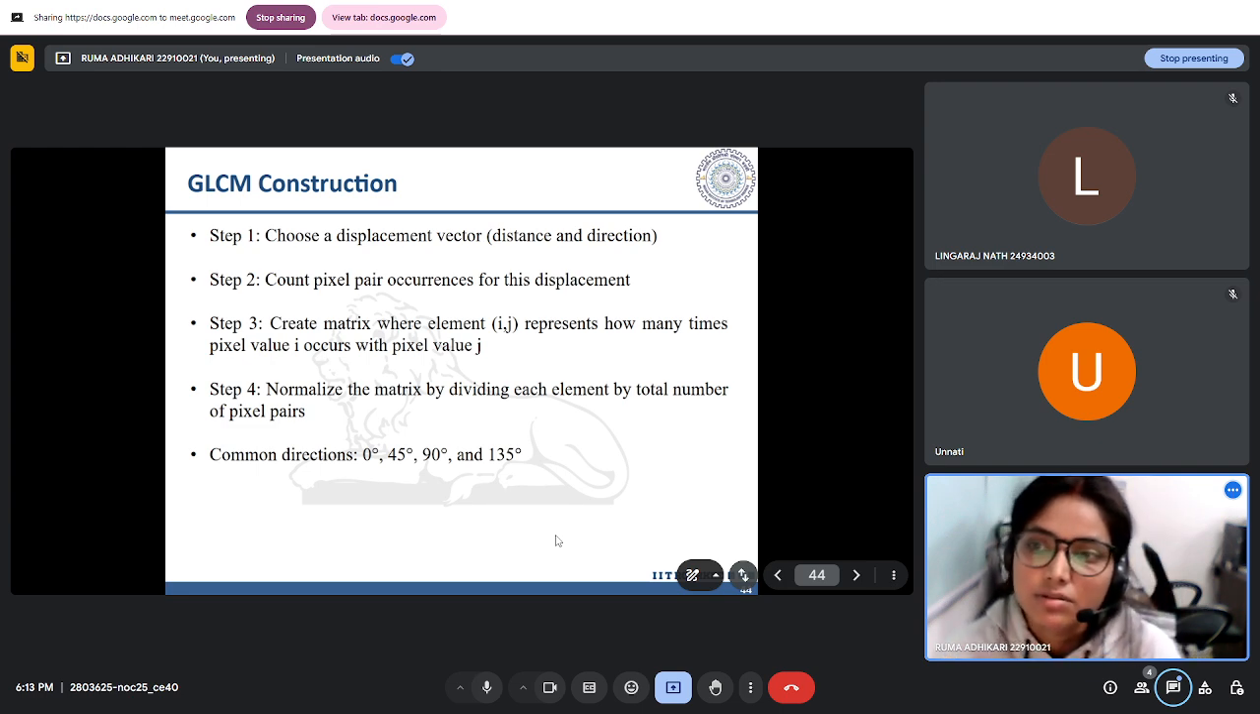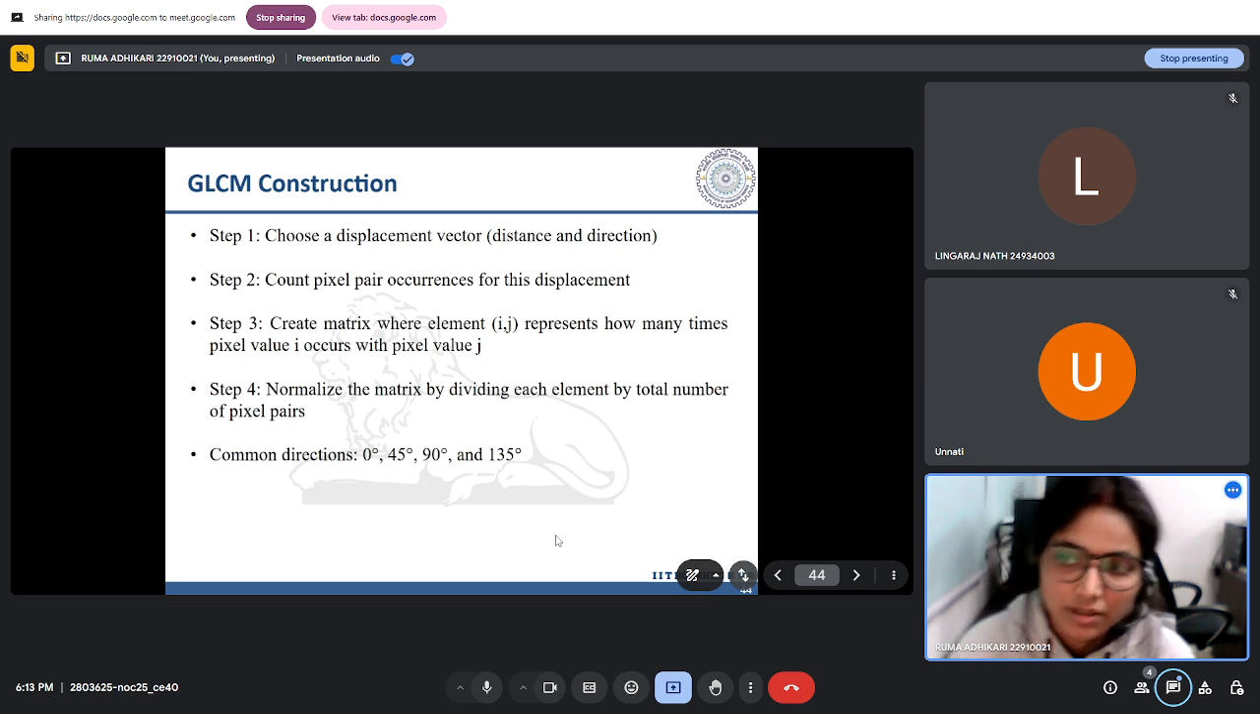So how do we calculate it? First is to choose a displacement vector, distance and direction. Second is to count pixel pair occurrences for this displacement. Third is to create a matrix where each element represents how many times pixel value i occurs with pixel value j. Step 4 is to normalize the matrix by dividing each element by the total number of pixel pairs. Common directions are 0, 45, 90 and 135 degrees. We'll see numericals on this, and then we'll understand more about the matrix, the element and its position.